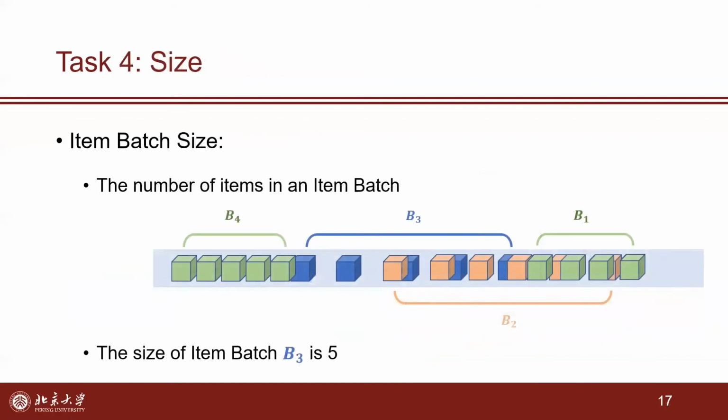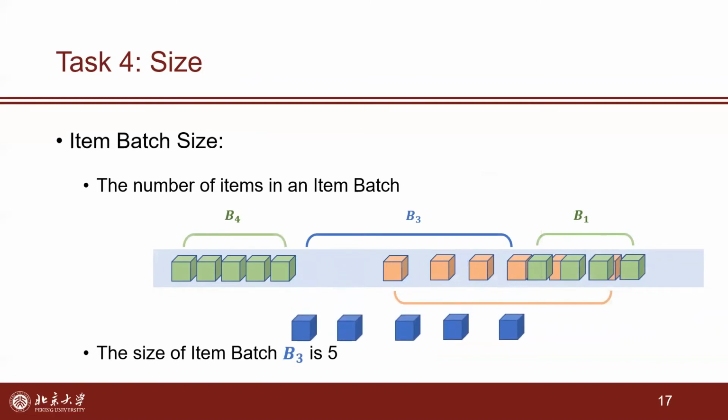The fourth task is item batch size, which means the number of items in an item batch. We see from this animation, item batch B3 has 5 items, thus the size is 5. The combination of item batch timestamp and size measurement is important for, for example, burst detection and APT detection, because when we do the division of item batch size and time span, we can compute the density of item batch and deduce that it is more likely to be a burst or an APT.